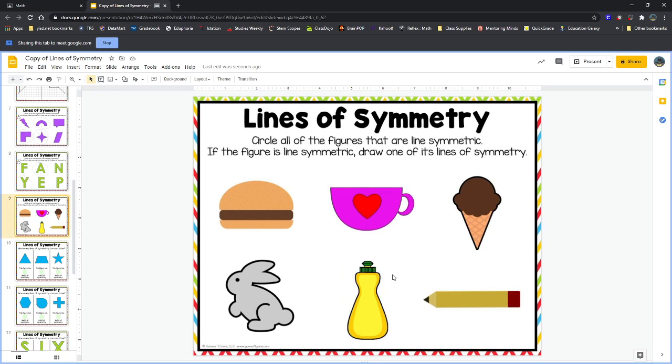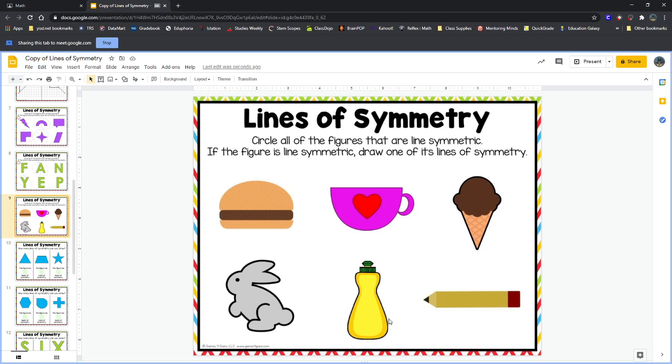Okay. This one is asking us to do the same thing, except instead of just using shapes or letters, they're giving us pictures. They want you to find the pictures that have a line of symmetry. If you can find one, you're going to draw the line of symmetry. I'll give you a few minutes. I want you to see which lines of symmetry you can find, and then we'll check to see if they do have lines of symmetry or not. You're going to check all 6 of these pictures.